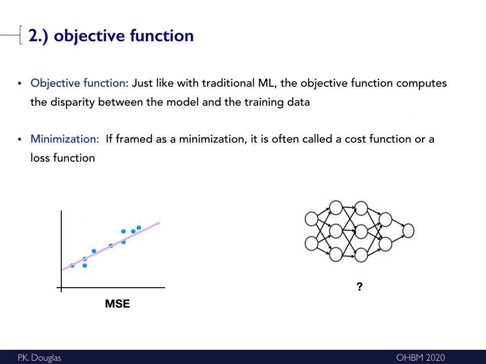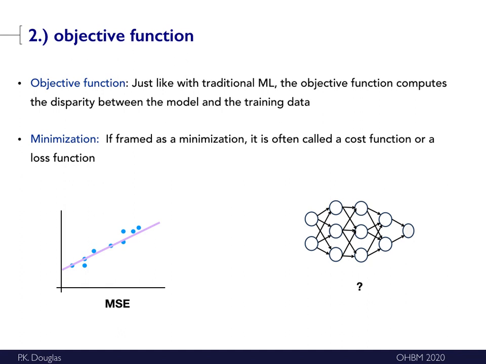In previous lectures in this session, we learned about objective functions. In the case of a linear model, a measurement like mean squared error may be used to quantify the model's goodness of fit to the data. In this case, the goal is to minimize the mean squared error by adjusting the model parameters. When the goal is to minimize the objective function, it is often referred to as a cost function or a loss function. But how do we define the cost function for a deep learning model?